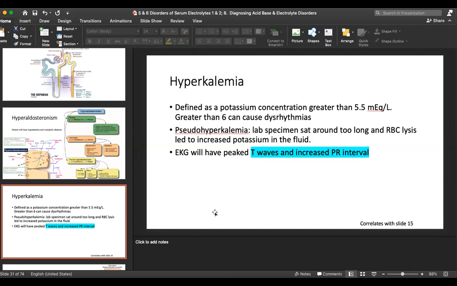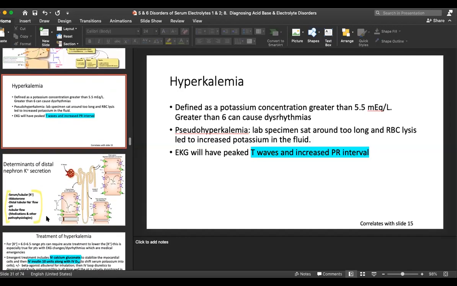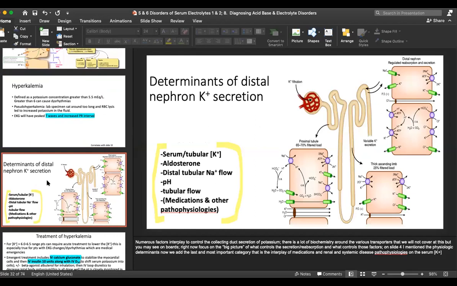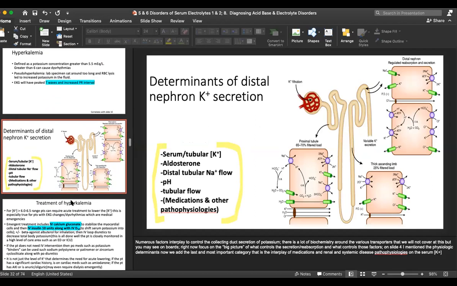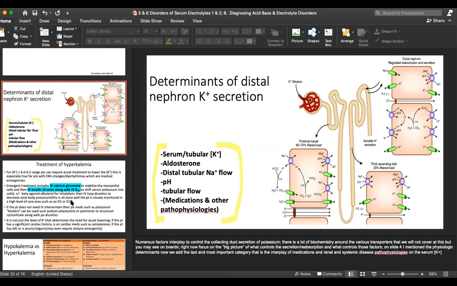On an EKG, if a patient actually does have really high hyperkalemia, you may see T waves and increased PR intervals. So look for those T waves. I know that they love to test on that. Okay, so determinants of distal nephron secretion. We're going to have serum potassium, aldosterone, distal tubular sodium flow, pH, tubular flow, medications, and other etiologies.